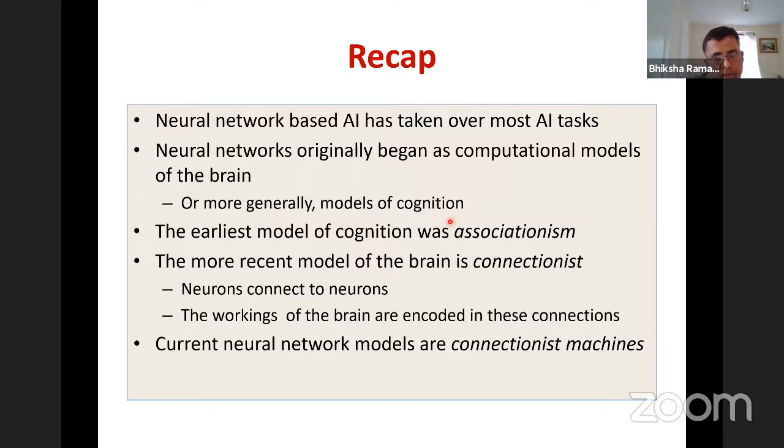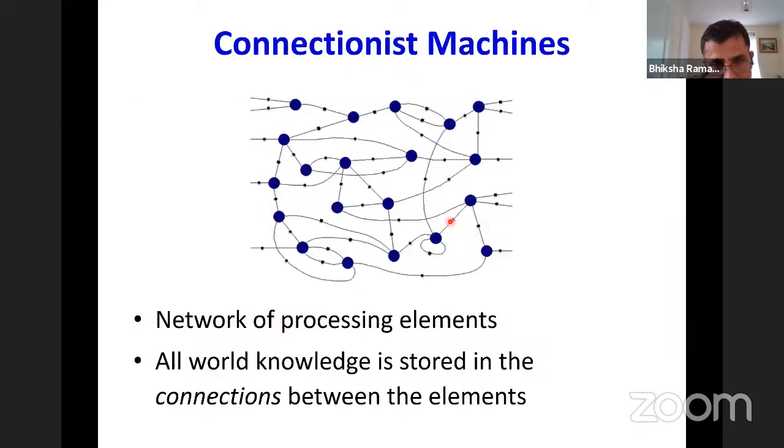Neural networks originally began as computational models of the brain, or more generally, as models of cognition. The earliest model of cognition was associationism. More recent models of the brain are connectionist, where we say neurons connect to neurons, and the workings of the brain are encoded in these connections. So modern neural network models are connectionist machines.